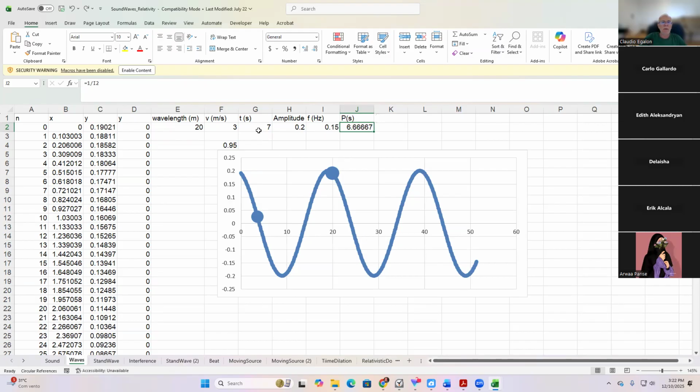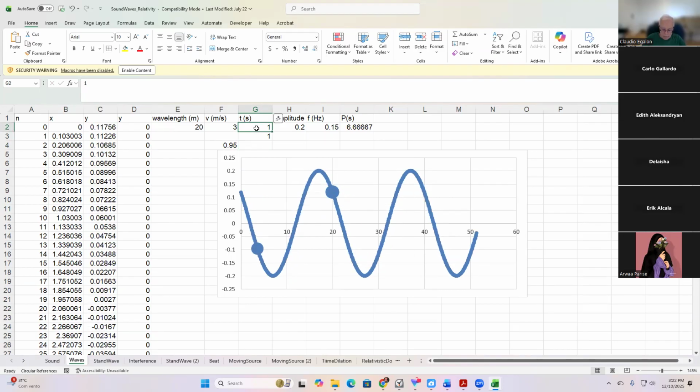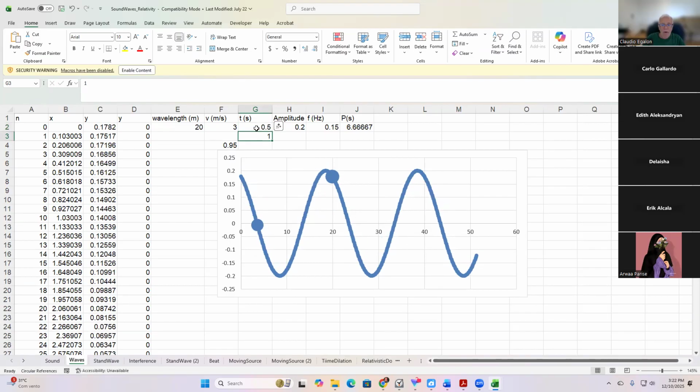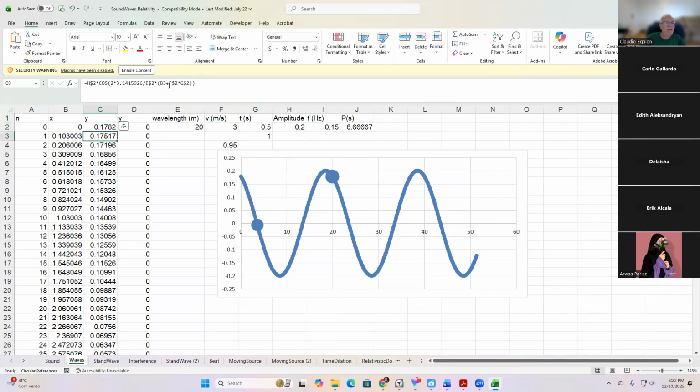Here is my string, right? This one is a better one. Let's see. We gotta do half. Let's do half. And again, this wave is propagating to the left. That's because of this sign right in here. If I change the sign to a negative sign, then the wave is going to propagate to the right.